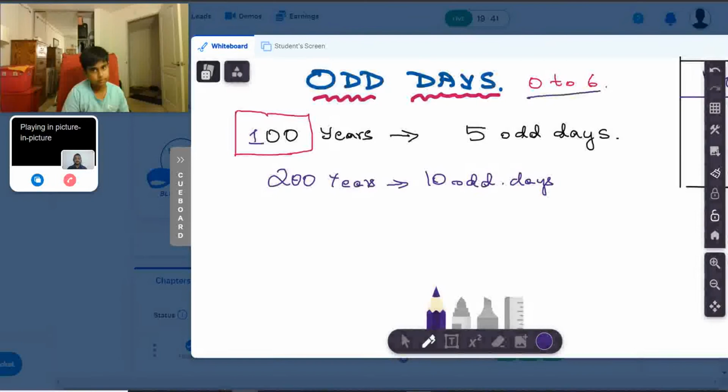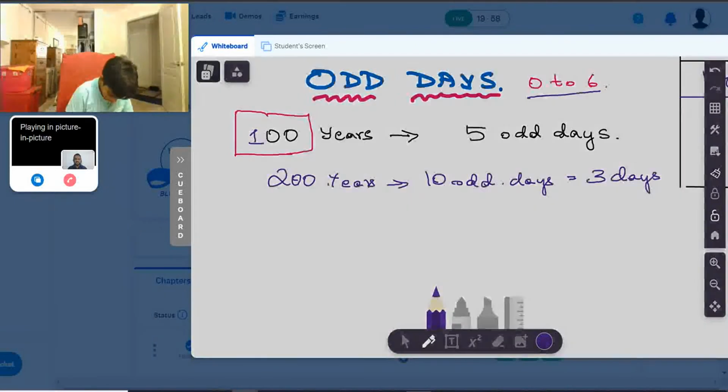Because odd days should be from 0 to 6 only. So you divide it by 7. What will you get when you divide it by 7? 3. So 200 years has 3 odd days. So is it easy now? Are you able to understand?